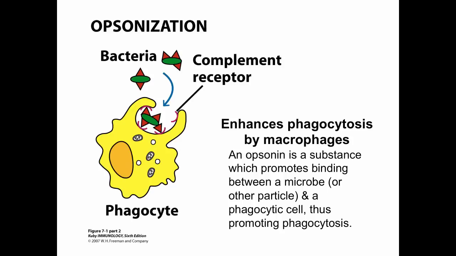So this first function, again, of complement is opsonization. And what that refers to, in this case, the little red triangles are coating the little green microbe here. And the presence of the complement proteins, the red triangles, facilitate recognition of the microbe by phagocytic cells, in this case a macrophage, and allows the internalization of this microbe inside the macrophage. And then the macrophage can activate antimicrobial pathways that will result in killing of the microbe.